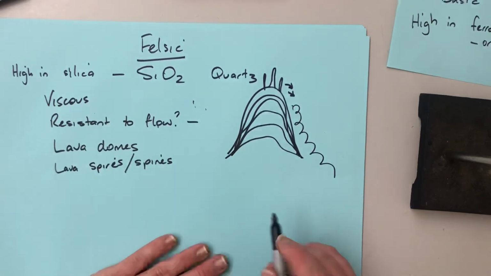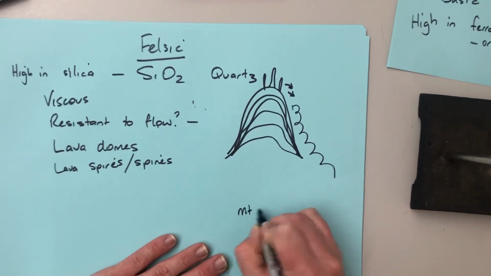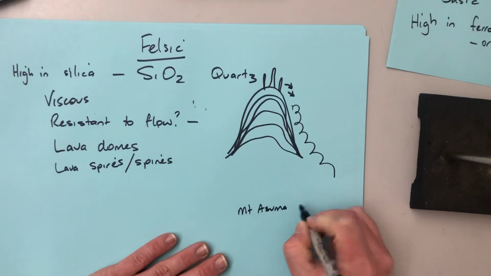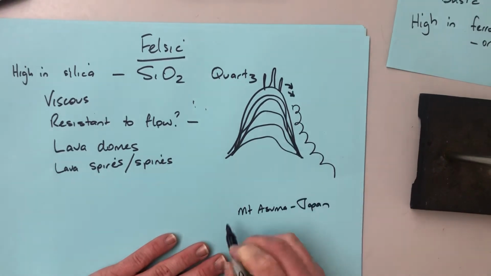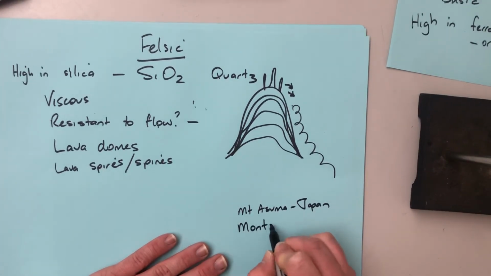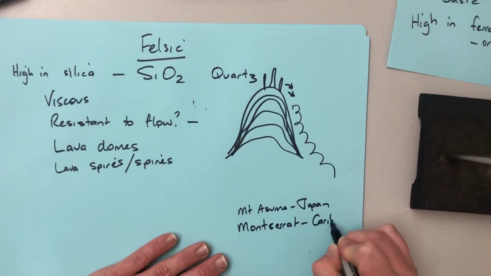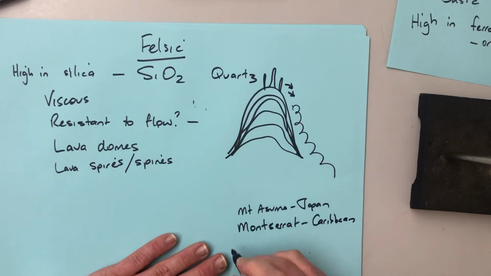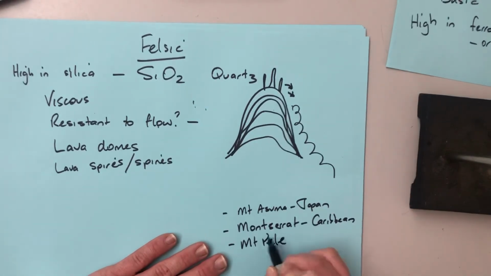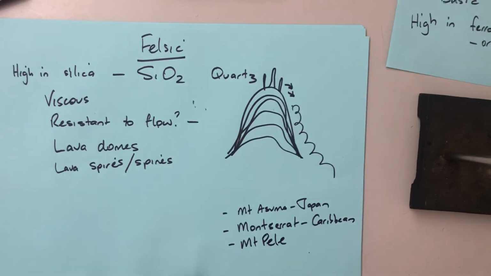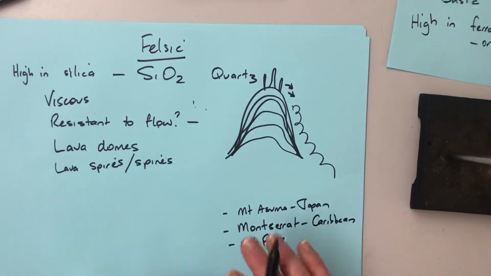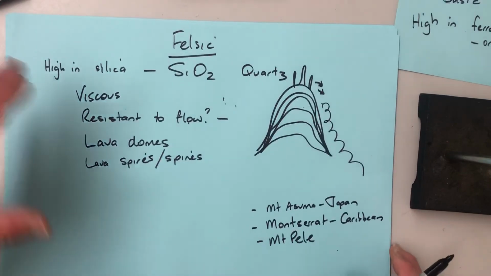And if we think of volcanoes like Mount Asama in Japan, Montserrat in the Caribbean, Mount Pelée, and that's also in the Caribbean, and pretty much any volcano in Indonesia has the ability to be this type of violent volcano.